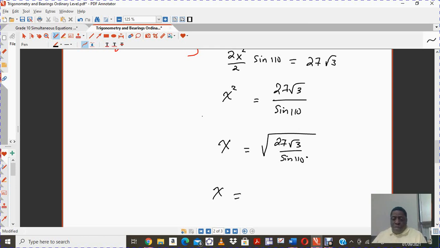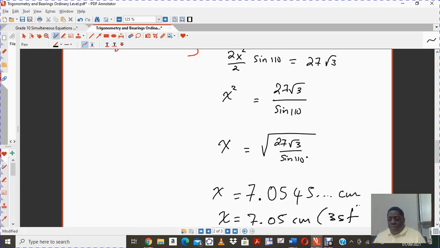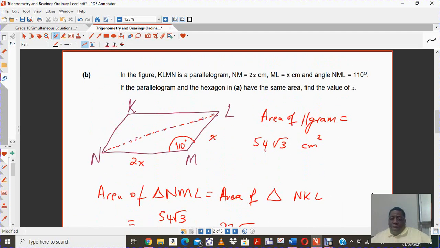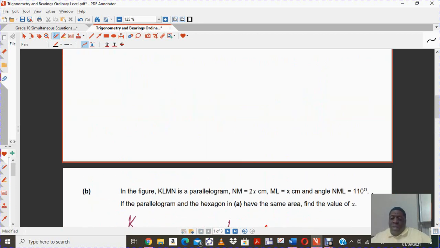So once I punch that onto my calculator, I get 7.0545 and so on centimeter. Therefore, x is going to be 7.05 centimeter. Well, this is correct to 3 significant figures. Okay, so make sure at least that you do get to understand how that particular question is done.